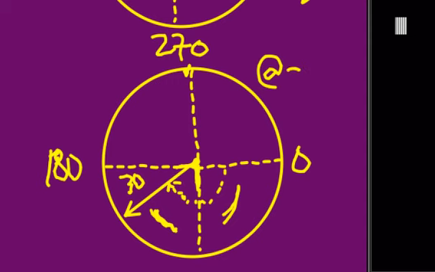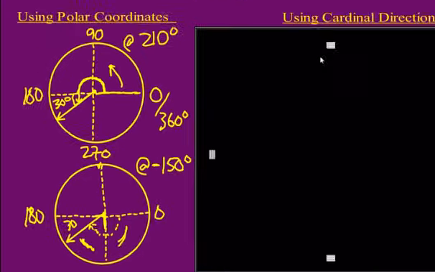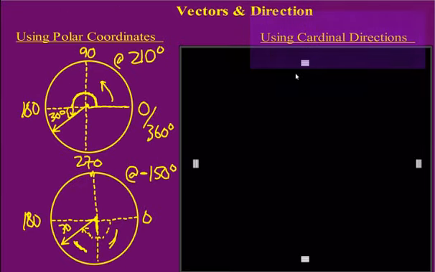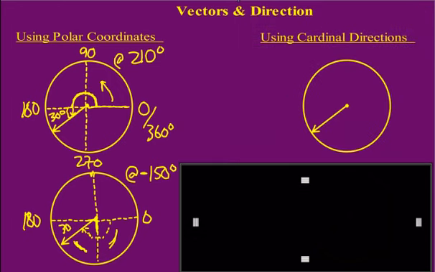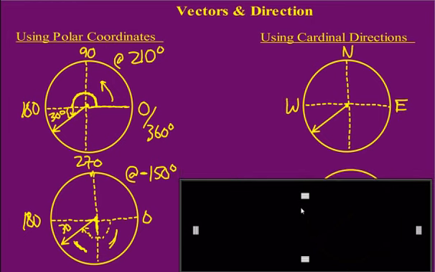But notice I've gone the opposite way. How are we going to keep track of that? Exactly, we're going to do negative. So you have negative 150 degrees. So it's the same vector, I've just indicated its direction 2 different ways. All right, 2 more ways. It's called using the cardinal directions. You may not be familiar with that word, but you will be familiar with north, south, east, west, which is what the cardinal directions are. So instead of using the polar coordinates, we're going to use north, south, east, west.